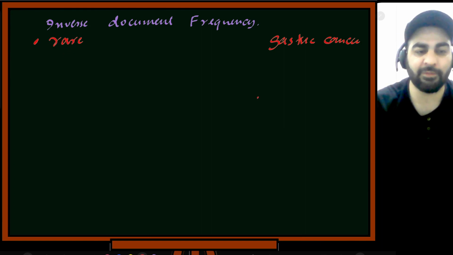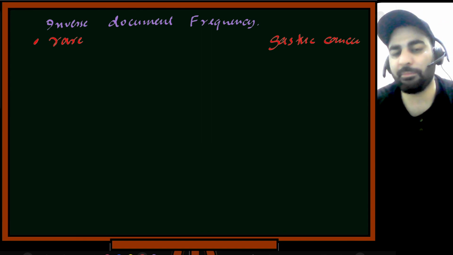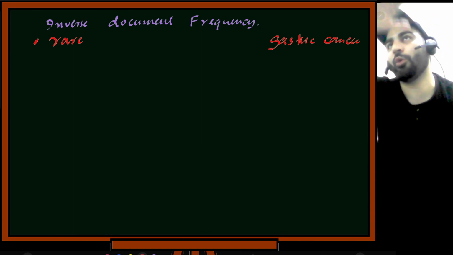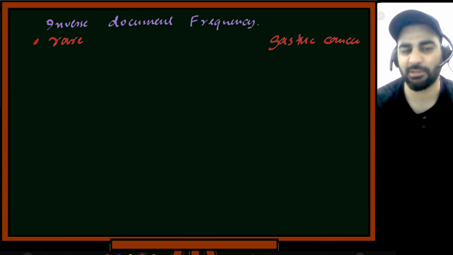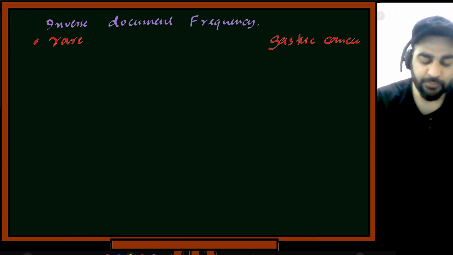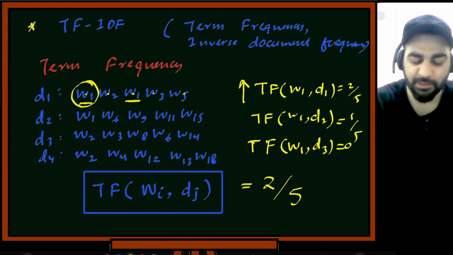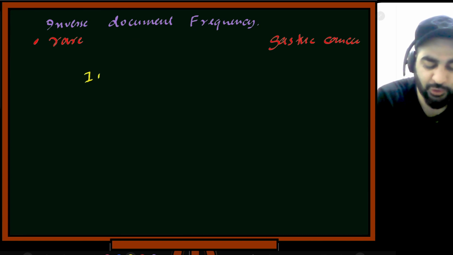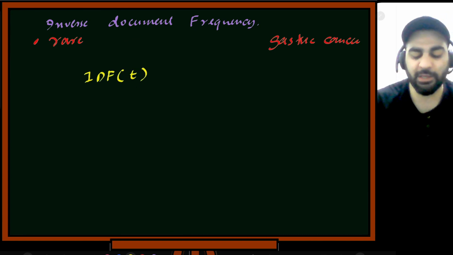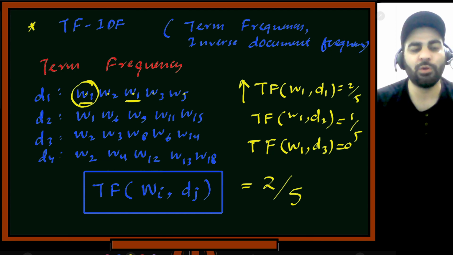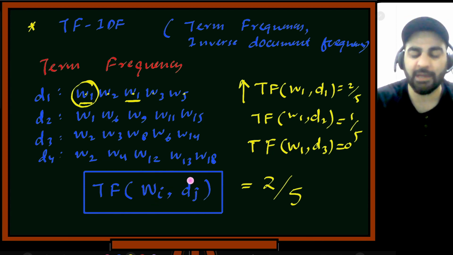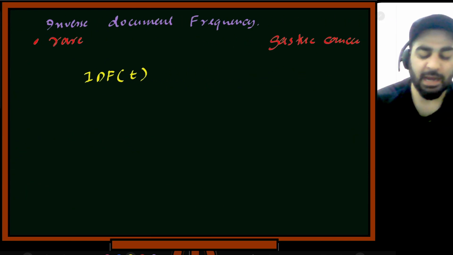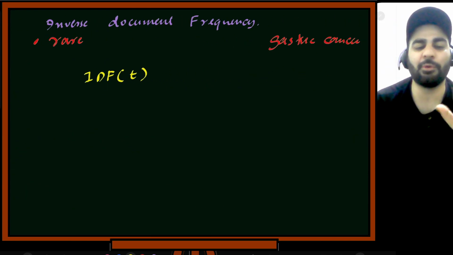So the inverse document frequency basically gives you the measure of how important or how rare this term is across the whole corpus, across the whole collection of documents. So how is it computed? Now, as you see, TF takes two arguments, the word and the document, so it was counted based on the document. Now you will see this IDF is counted for the term only. So how is this counted?